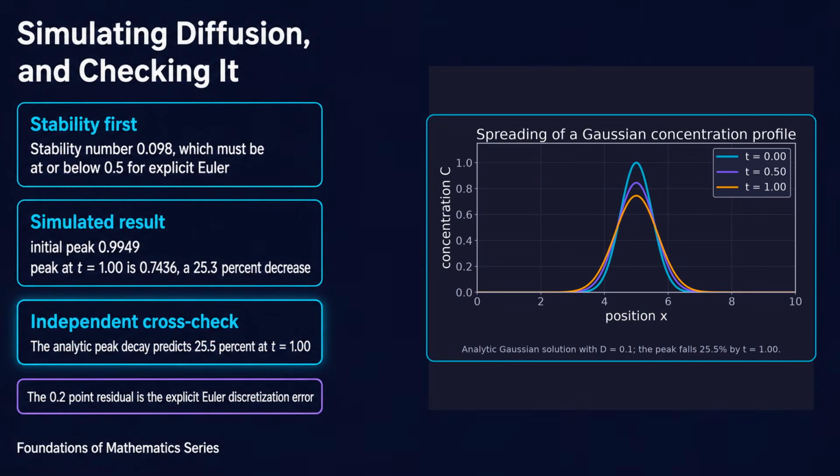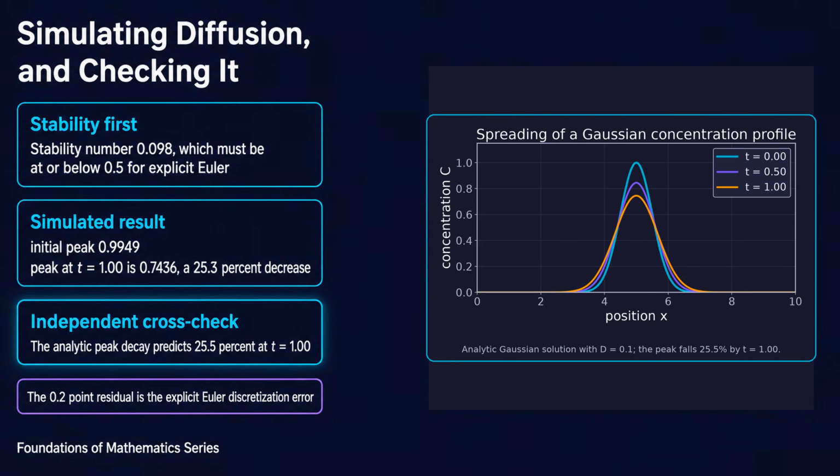Finally, let us solve that equation numerically in 1 dimension, and, in the spirit of this series, check the answer against something independent. The scheme is explicit Euler, stable only while D times dt over dx squared stays at or below 0.5. Here it is 0.098, so the run is safe. Starting from a Gaussian profile with an initial peak of 0.9949, the simulation gives a peak of 0.7436 at t equal to 1.00, a decrease of 25.3%.